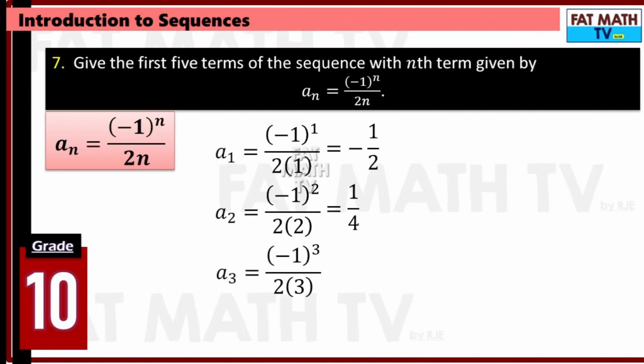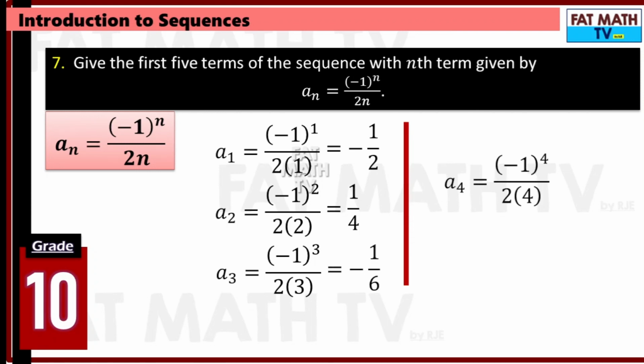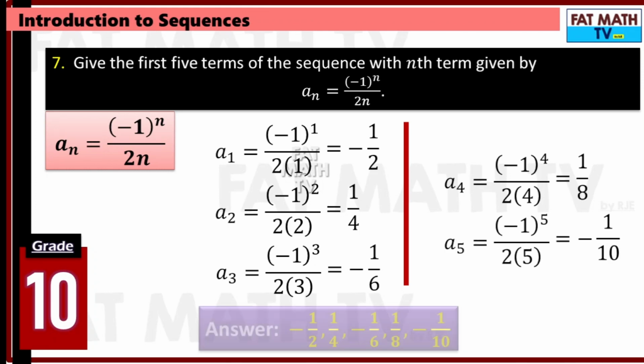For the third term, negative 1 raised to 3, that's negative 1 over 6. Fourth term, that's positive 1/8, and fifth term, negative 1/10. So the first 5 terms are negative 1 half, 1/4, negative 1/6, 1/8, negative 1/10. So as you can see, this expression, negative 1 raised to n, makes the sign of the terms change, or they become alternate. Negative, positive, negative, positive, negative.